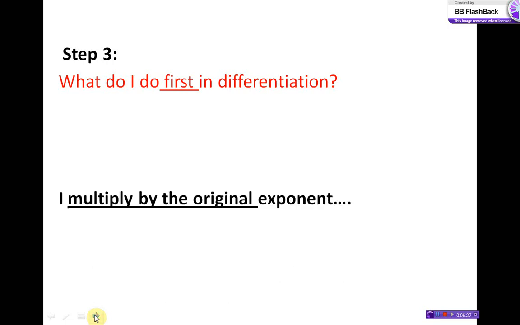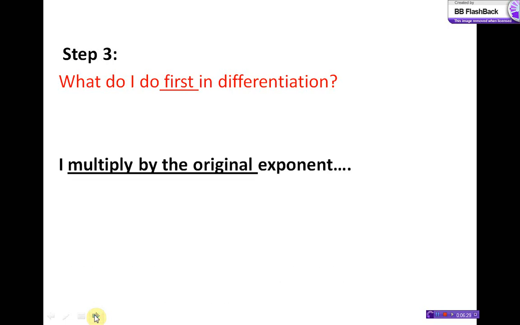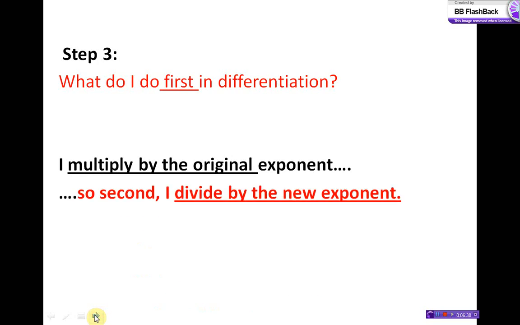Now step 3 is you ask yourself, what do I do first in differentiation? And the answer to that is you multiply by the original exponent. So that means the second thing you do in integration using the power rule is you do division by the new exponent. Remember, you multiplied by the original exponent first in differentiation, and so the second thing you do in integration is you divide by the new exponent.